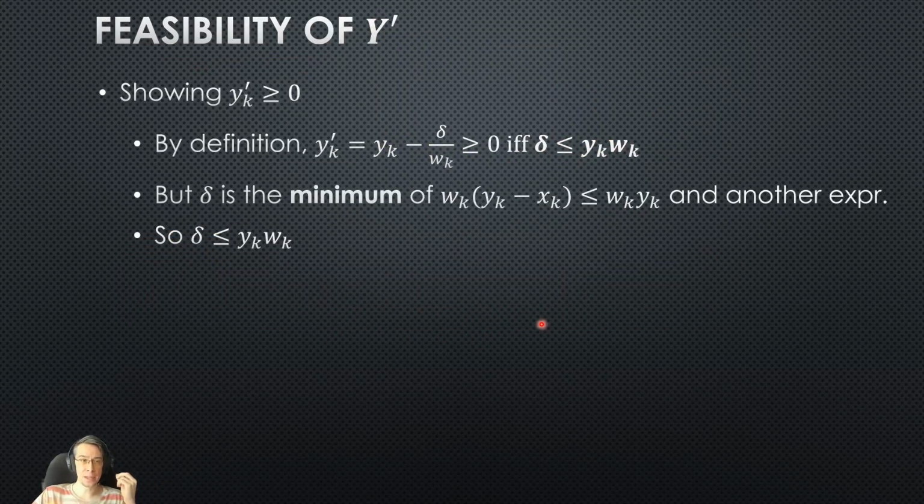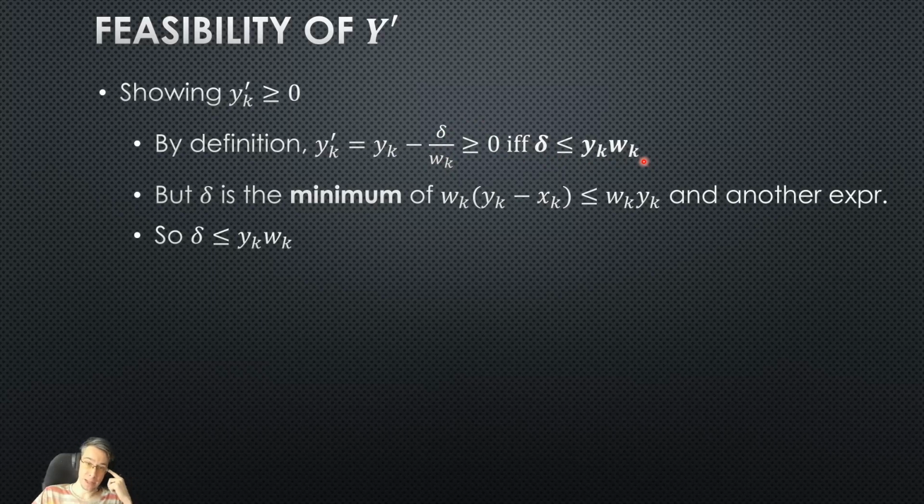Now how about the feasibility of y prime in terms of showing that all of our y_i variables are between 0 and 1. Well, we want to show that the item we took something away from, y_k prime, is greater than or equal to 0. Let's do that. By definition, y_k prime, this was on the previous slide, we're setting to y_k minus delta over w_k. We want this expression to be greater than or equal to 0. Well, this is greater than or equal to 0 if and only if we can rearrange this expression, move the delta over w_k to the other side, multiply both sides by w_k. We get delta less than or equal to y_k w_k.